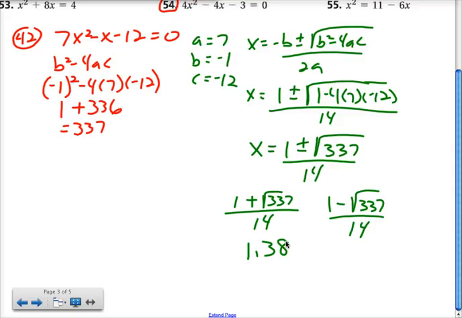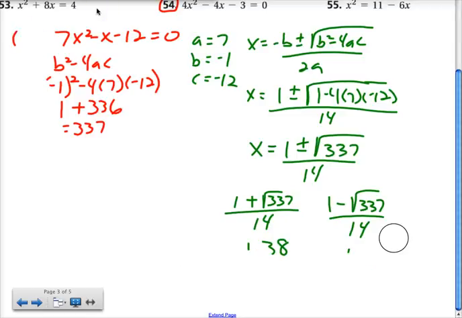And then 1 minus the square root of 337 divided by 14, a negative 1.24. So there are the two solutions, because like I said, this is in the section with the quadratic formula. We certainly could have solved this by completing the square as well, but might as well do what the section was written for here.